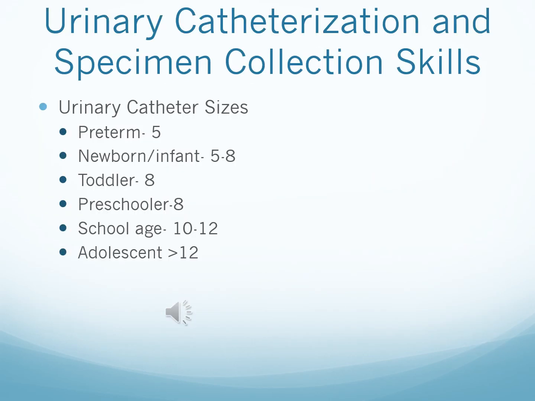Sometimes children require urinary catheterization. It may be to collect urine or it may be for another reason. So as you can see, the catheter sizes vary, with preterm being the smallest of 5, going all the way up to school age and adolescence, anywhere from 10 to 12.